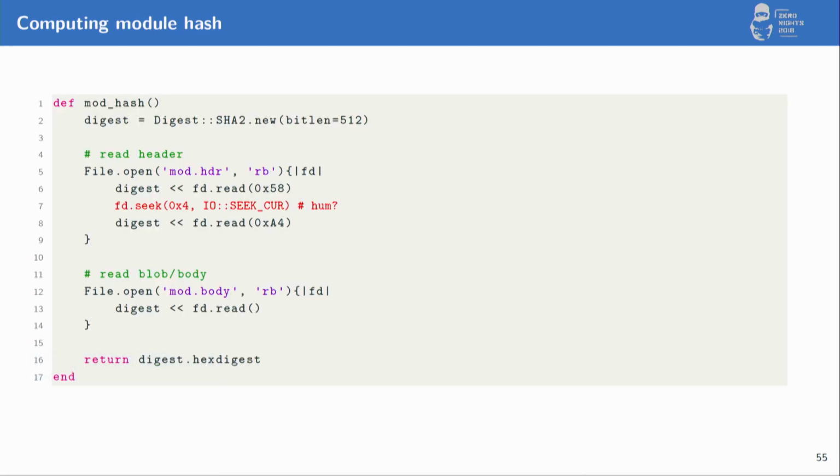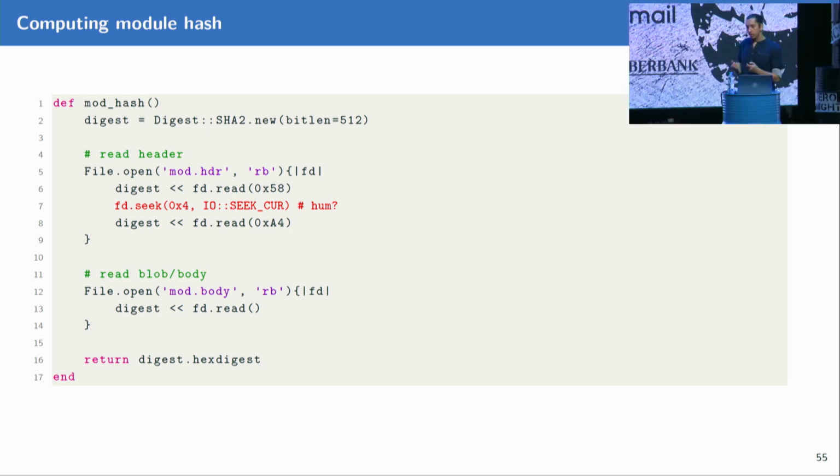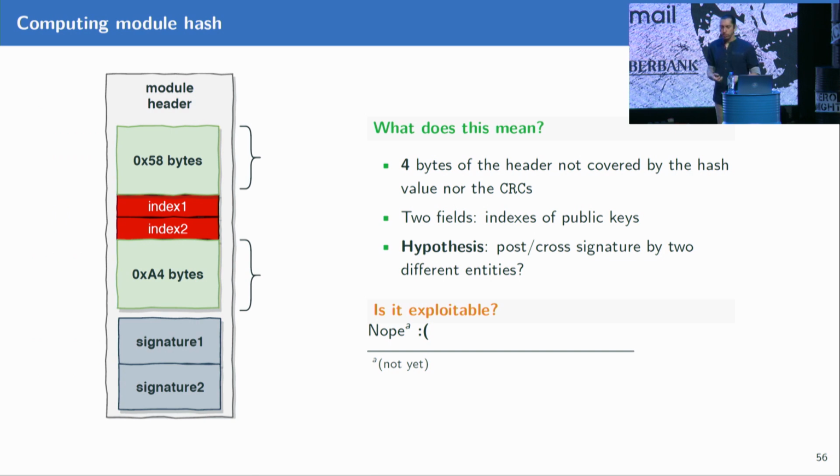Something interesting we discovered while reversing is that when it computes the integrity of the next module, some fields of the header are not covered by the CRCs or the hash computation. There are 4 bytes that are omitted from the header. It was quite strange. We were a bit suspicious about it, and we were looking into it. And actually, these 2 index fields are not covered by the integrity check. It's kind of strange, but we didn't find a way to exploit this. One hypothesis could be that it is used for post or cross signatures by different entities. But for now, just keep in mind that the index fields look suspicious.